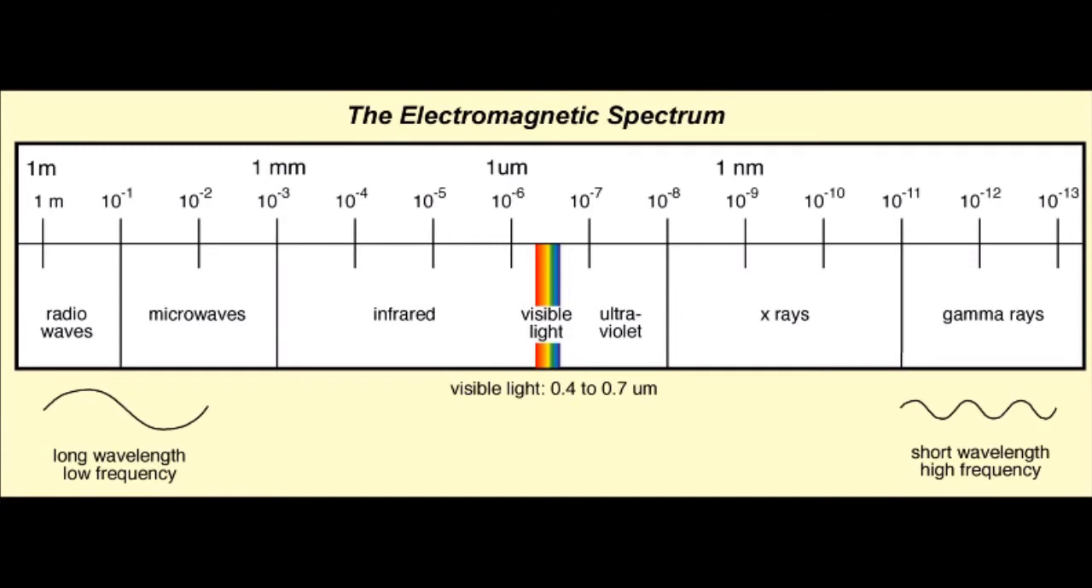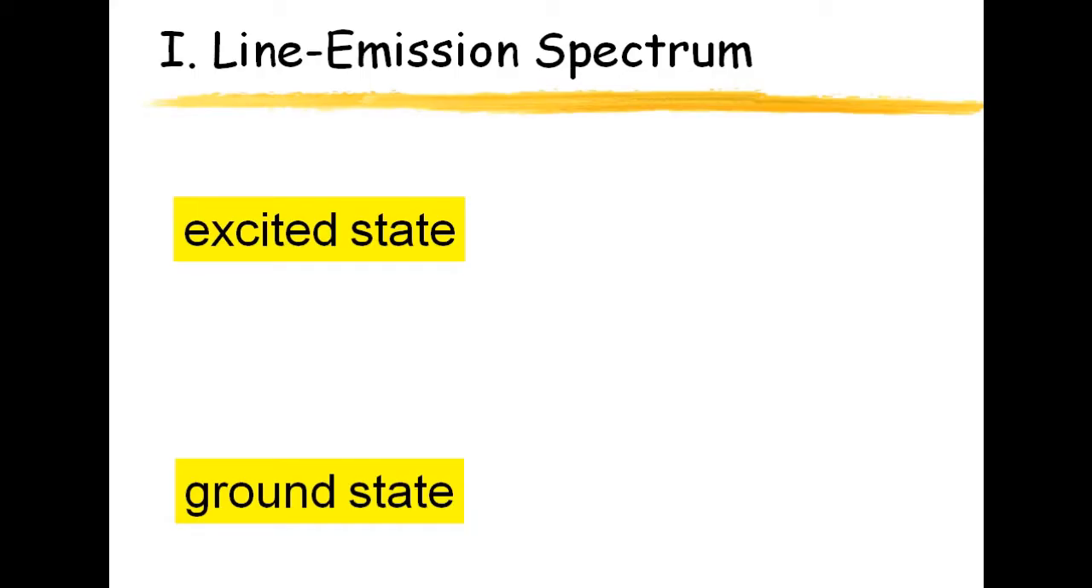Light, we know, can act as a wave, but it can also act as a particle. These light particles are called photons. We can create line emission spectrums based on the photons that are released from an atom. Atoms will give off photons when there's a change in the energy of the electrons. So electrons start off in a ground state. When you put energy into the atom, the electrons will jump up to an excited state.